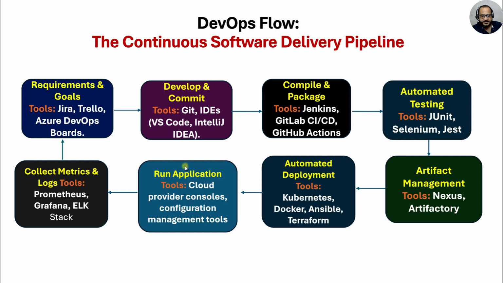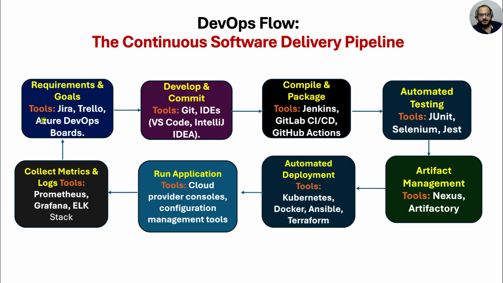Another stage is run applications. For that they generally use any cloud provider tool like AWS, Azure, AKS, EKS, whatever, and configuration management tools. Then we have collect metrics and logs. For that, the DevOps engineer sets up Prometheus, Grafana, ELK stack. These are the many tools available in the market. I have just mentioned a few here.